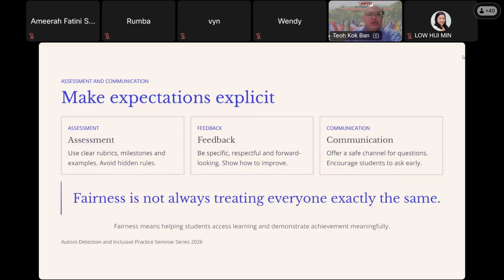Sometimes lecturers know exactly what it looks like because we have been in academia for many years. But students do not automatically know what we know. So make the expectation visible. All right, so remember this. Sometimes we thought it was clear, but it is not clear when they first join university or our class, because they are not us.